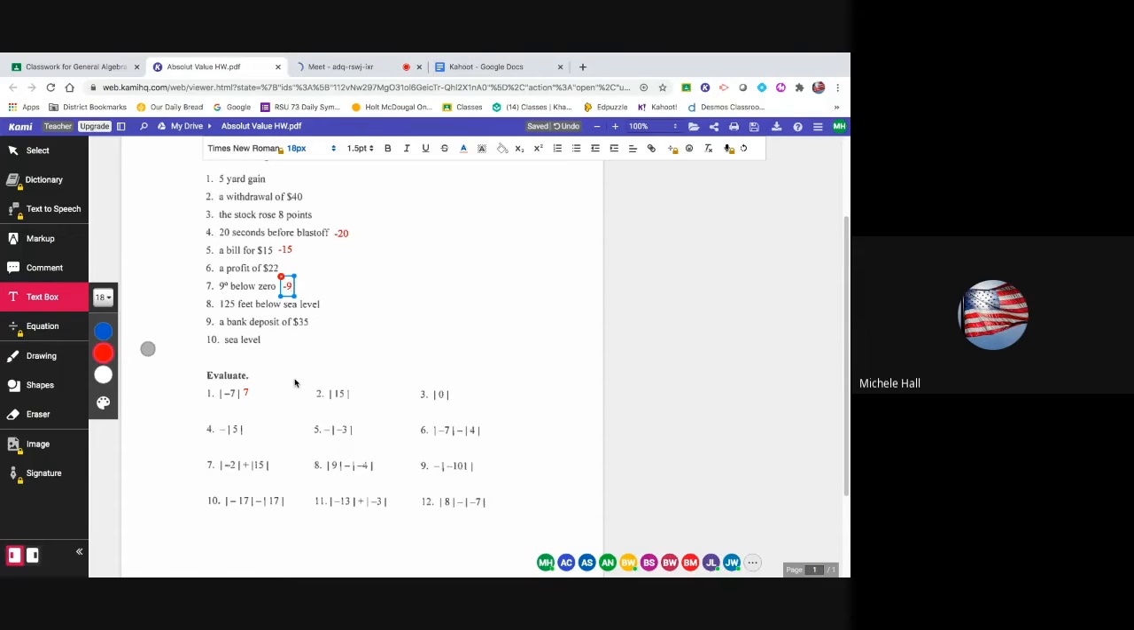How about 125 feet below sea level? -125. How about a bank deposit of $35? Is it for you or against you? Is it going in your pocket? You're depositing in your account, so that's definitely for me. That's going to be a plus 35. How about sea level? How did you know that sea level was going to be 0? Above sea level is a positive number. Below sea level is a negative number.